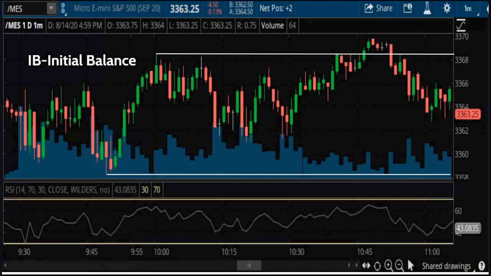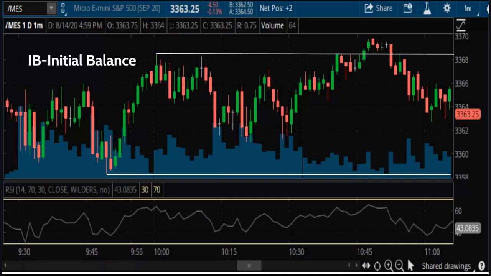I always annotate the IB levels, and this is the initial balance. The initial balance forms during the first hour of trading, so from 9:30 to 10:30. You mark the high point and the low point that it made during that period of time, and these are great levels to trade. And you can see here on this one that after 10:30, it broke, but then it had a false breakout, and it was a perfect short right there.